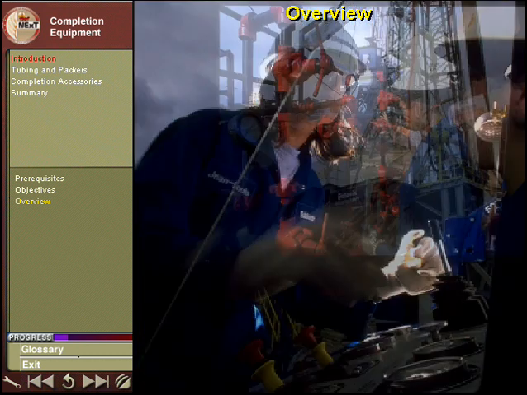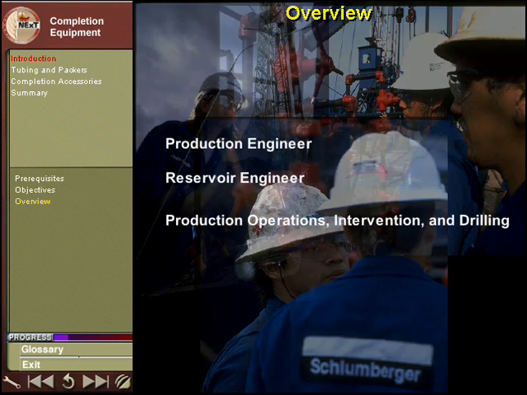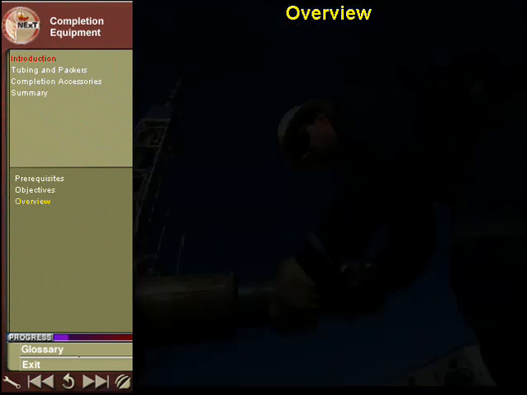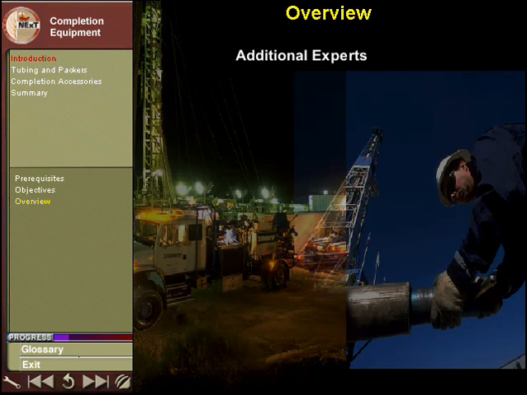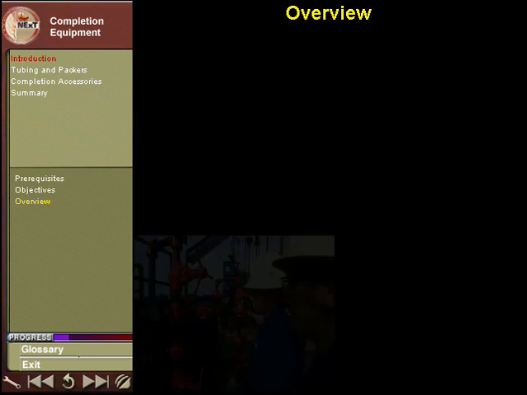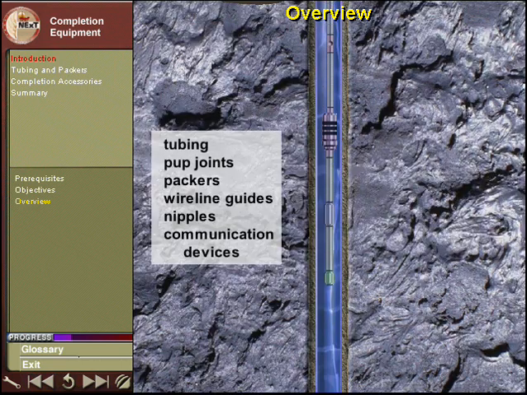The task is the job of the production engineer, in cooperation with the reservoir engineer and people from the production operations, intervention, and drilling departments. Sometimes, input from experts in slickline operations, cased hole logging, or force analysis will be required. Together, those involved in the completion design must create an outflow configuration that is effective, acceptable, and feasible for a particular well. In this module, we'll cover some of the main types of completion equipment, including tubing, pup joints, packers, wireline guides, nipples, and communication devices.